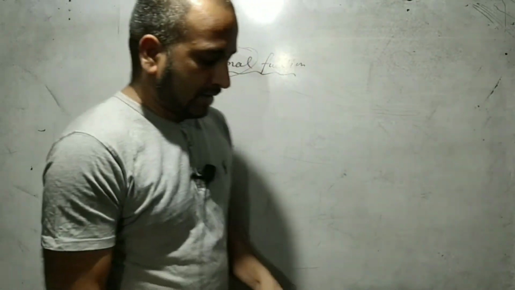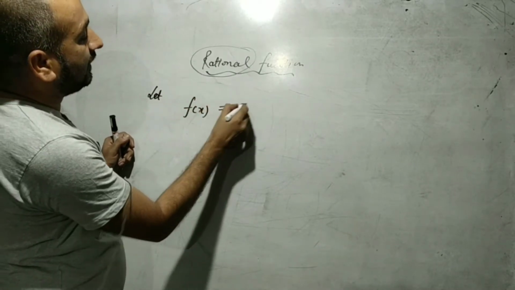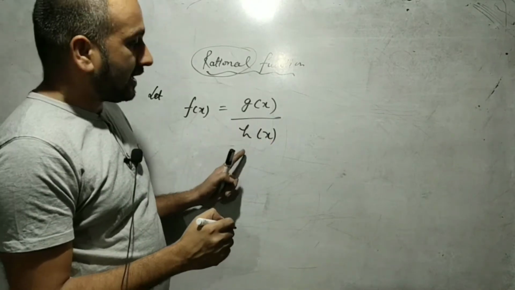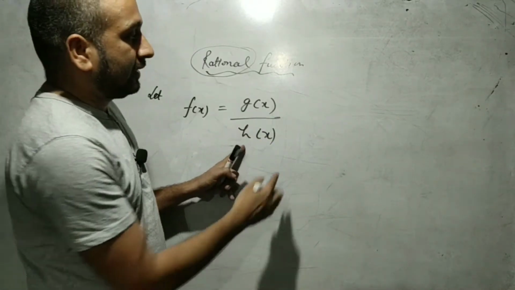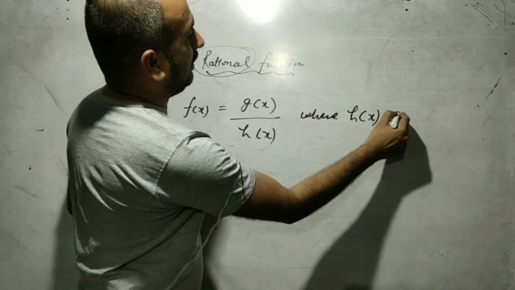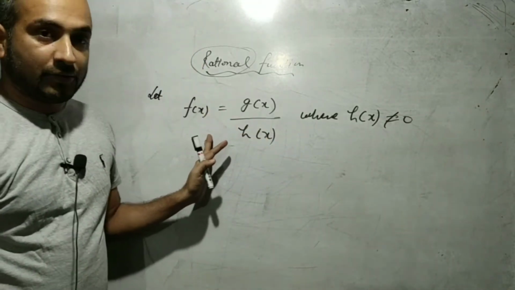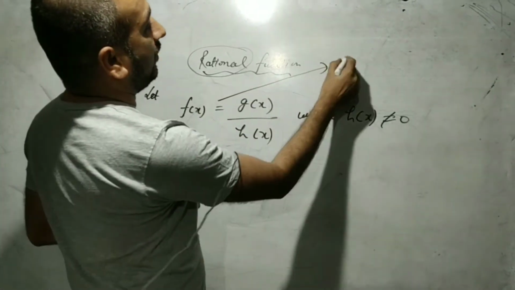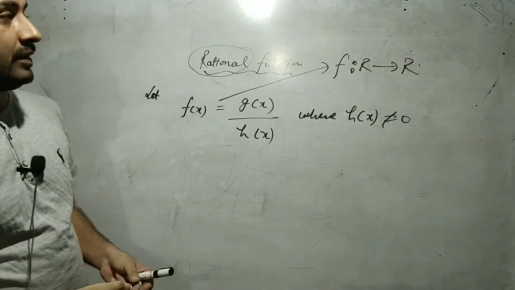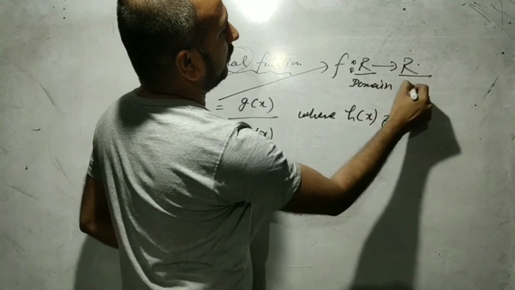So let f(x) equal g(x) upon h(x), where g(x) is the numerator and h(x) is the denominator, where h(x) never will be equal to 0. So this is finally the function, and this function is defined from f such that real number tends to real number. This real number represents what? Domain, and it is codomain.